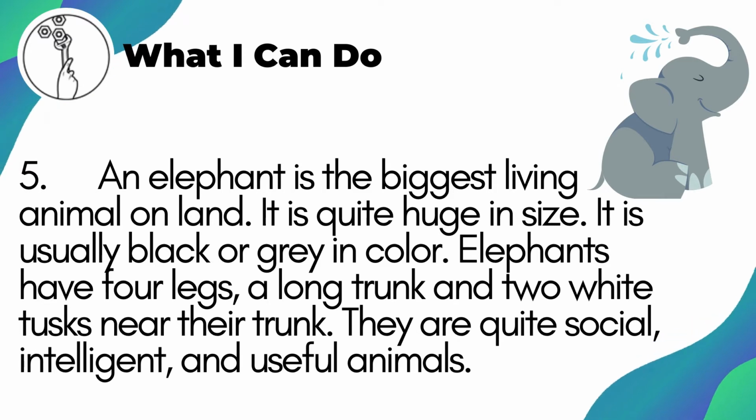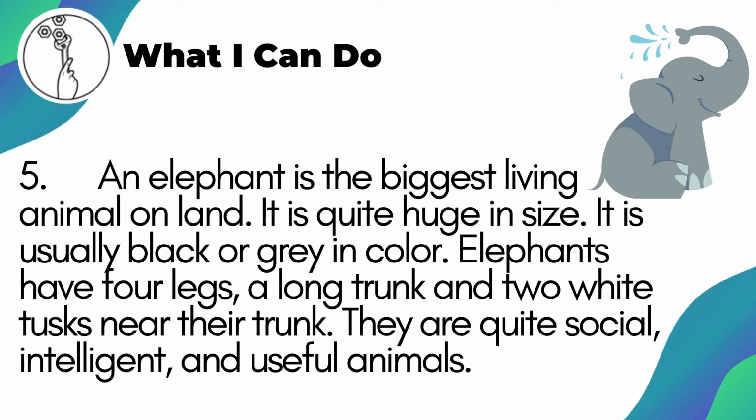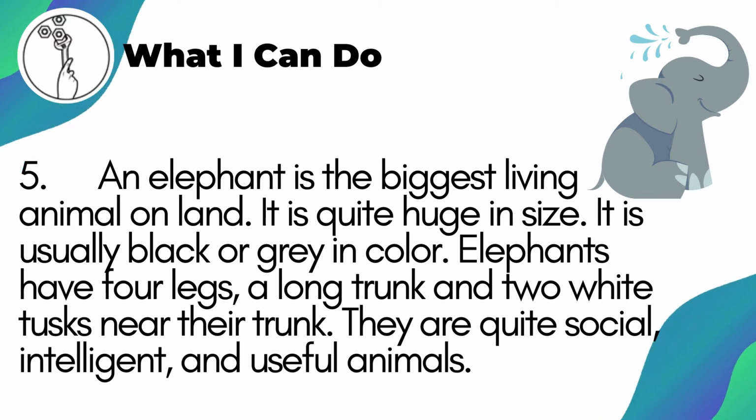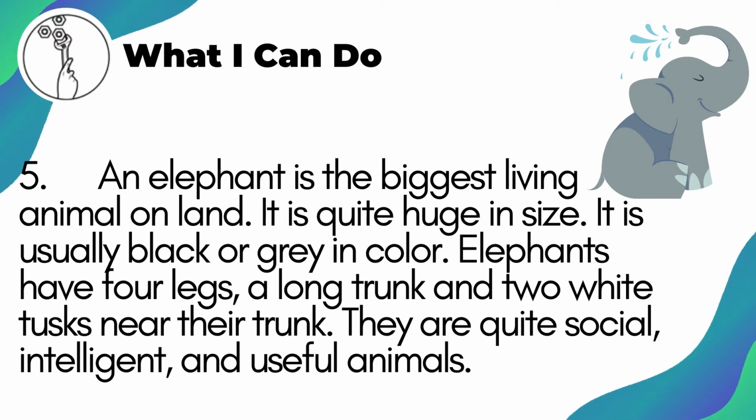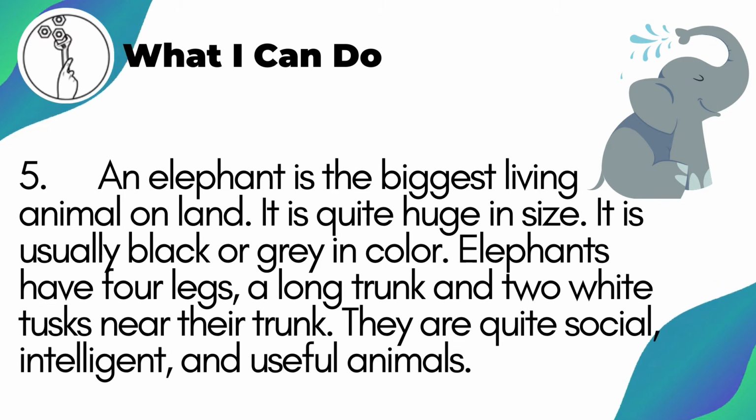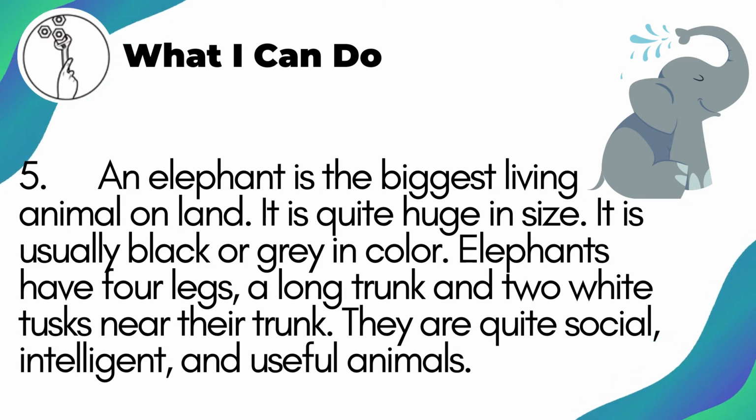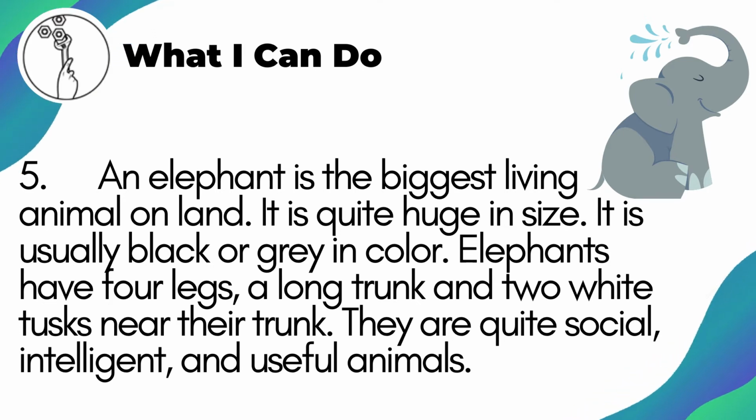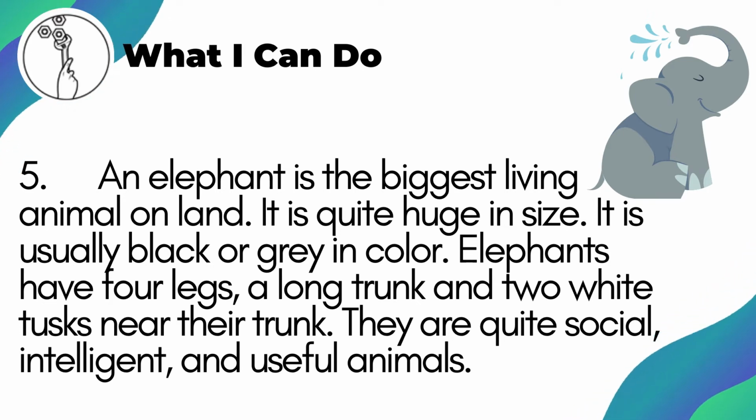An elephant is the biggest living animal on land. It is quite huge in size. It is usually black or gray in color. Elephants have 4 legs, a long trunk, and 2 white tusks near their trunk. They are quite social, intelligent, and useful animals.